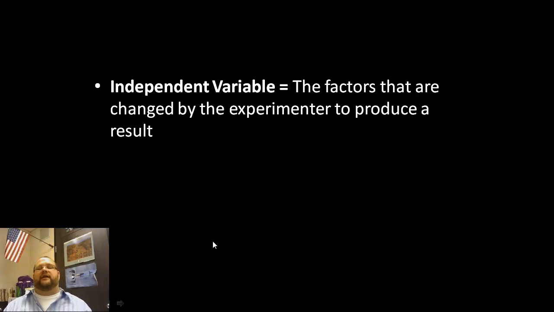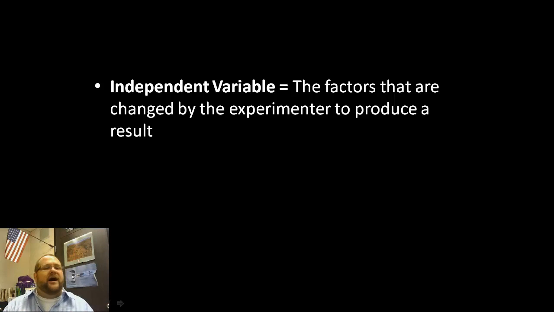Okay, the independent variable. The independent variable is, up here it says, the factors that are changed by the experimenter, so by the scientist, to produce a result. What that means is this. The independent variable is the thing that I, the scientist, am changing. And most of the time, it's the thing that I, the scientist, am testing.